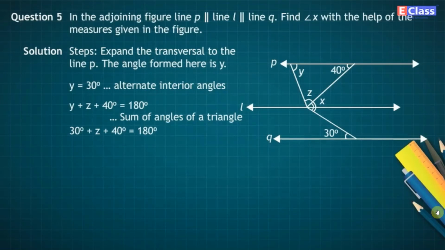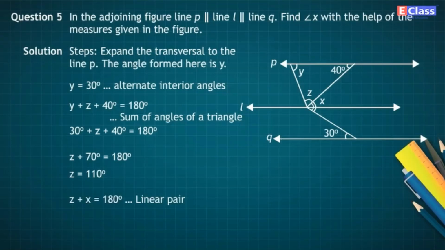Z plus 70 degrees is equal to 180 degrees. Z is equal to 110 degrees. Z plus X is equal to 180 degrees as they form a linear pair. X is equal to 180 degrees minus 110 degrees. X is equal to 70 degrees.